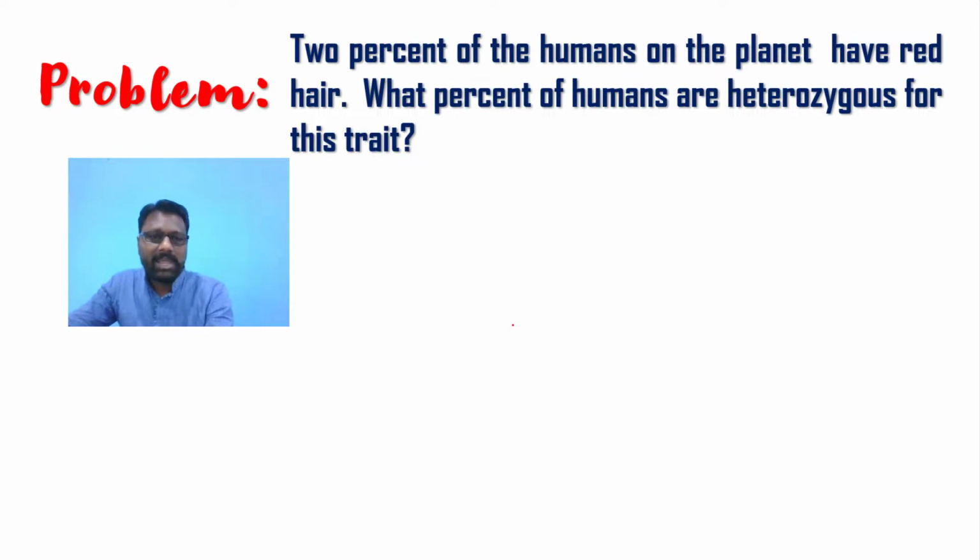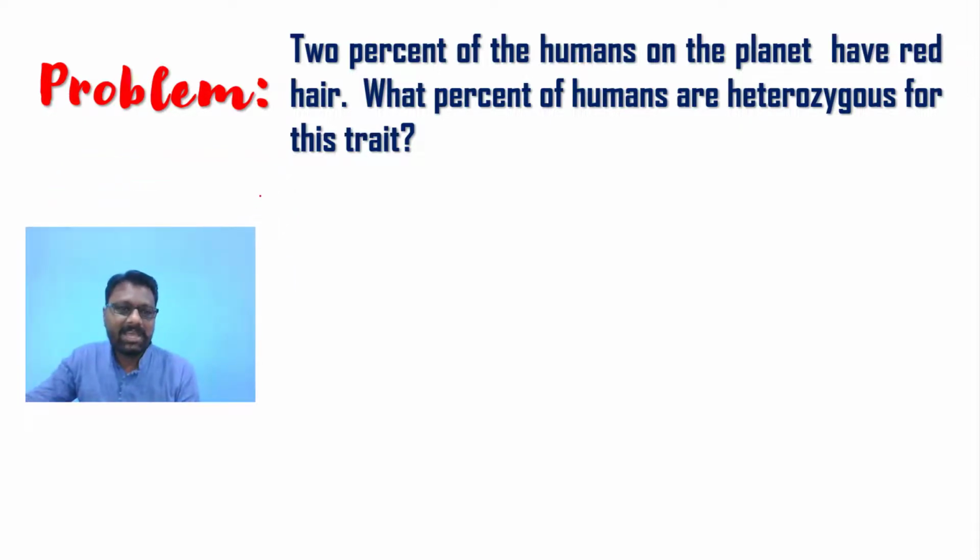Now we will look into a problem by using the Hardy-Weinberg equation. Here it says that 2% of the humans on the planet have red hair. What percentage of individuals are heterozygous for this trait? You all know that the phenotype given here is red hair, and the individuals with red hair in the world population are 2%.